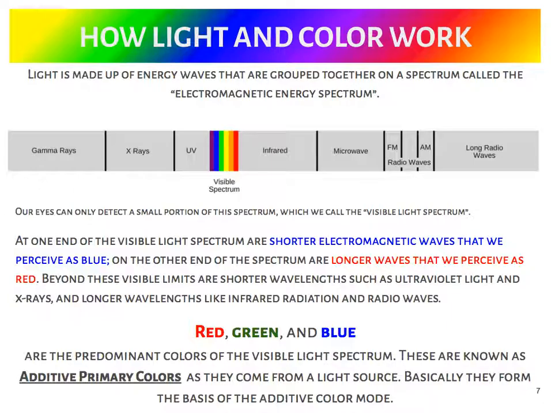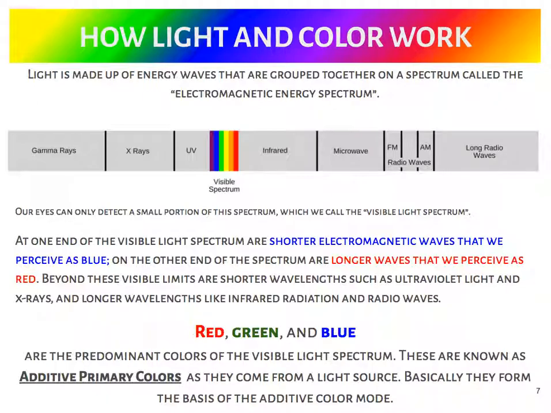Beyond these visible limits are shorter wavelengths such as ultraviolet light and X-rays, and longer wavelengths like infrared radiation and radio waves. Red, green, and blue are the predominant colors of the visible light spectrum. These are known as additive primary colors, as they come from a light source. Basically, they form the basis of the additive color mode.